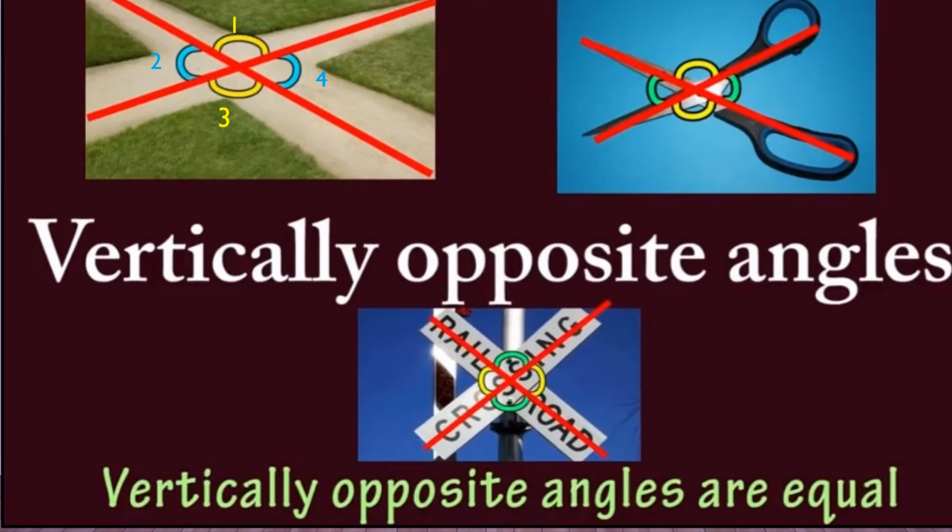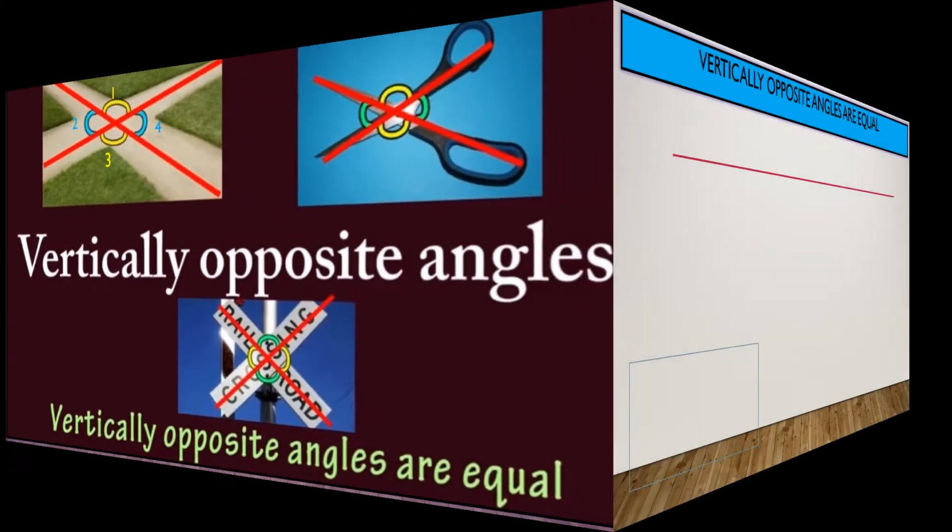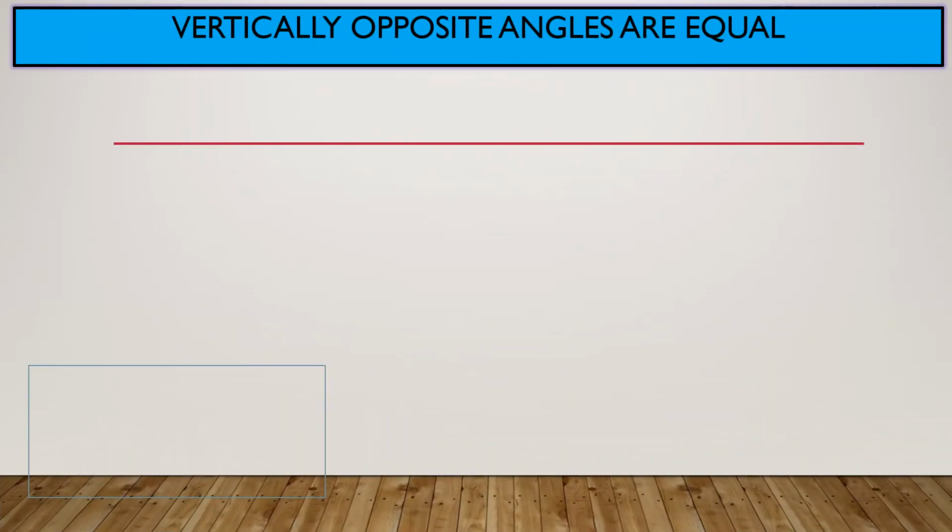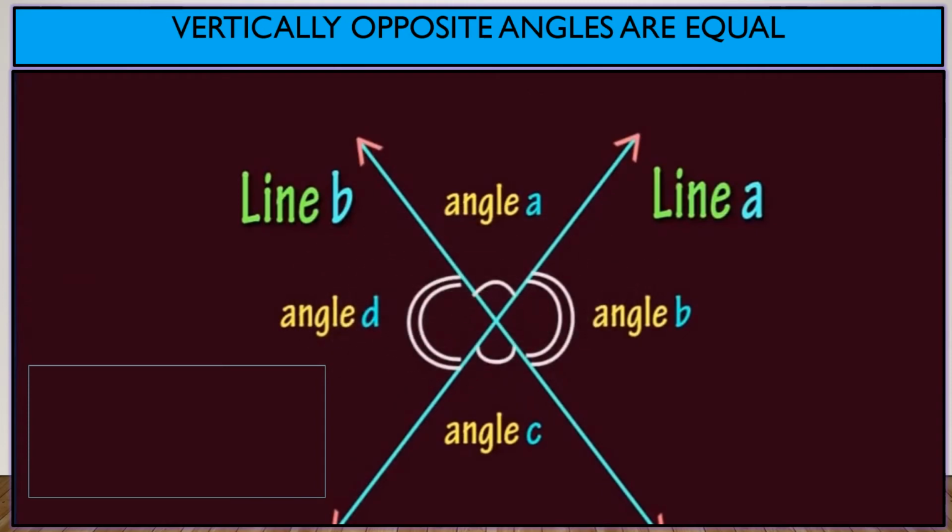Does angle 1 appear to be equal to angle 3, or angle 2 appear to be equal to angle 4? Yes, obviously angle 1 is equal to angle 3 and angle 2 is equal to angle 4. Thus, we conclude that when two lines intersect, the vertically opposite angles so formed are equal.